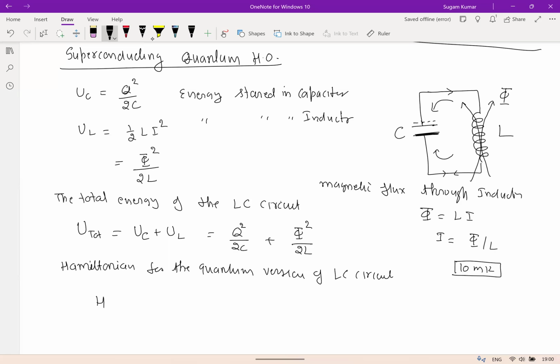Then what we do is replace each observable with the corresponding quantum operator. So this Q is going to become Q cap. The Q cap is the operator corresponding to the observable charge. And of course, this is the 2C, and the corresponding flux I can upgrade to a flux quantum operator. Be careful and attentive that Q cap is not equal to Q. Similarly, phi cap is not equal to phi.